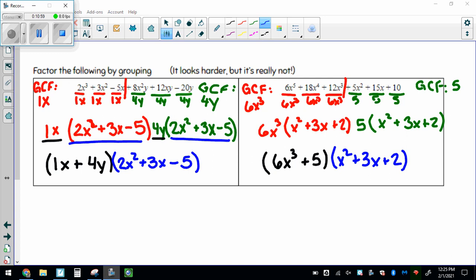And here you have it. The GCF for the left-hand side was 6x to the third. The GCF on the right-hand side was a positive 5. When you factored everything out, you should have gotten this guy as your answer.